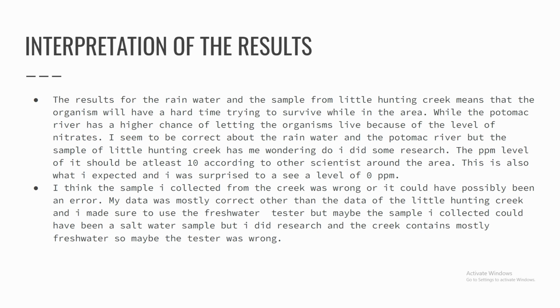I did seem to be correct about the rainwater and the Potomac River, but the sample of Little Hunting Creek, I was wondering, and I did some research. The ppm level of it should at least be 10, and that is according to other scientists around the area. This is also what I expected. I think the sample I collected from the creek was wrong, or I possibly made an error. My data was mostly correct other than the data of Little Hunting Creek, and I made sure to use a freshwater tester.